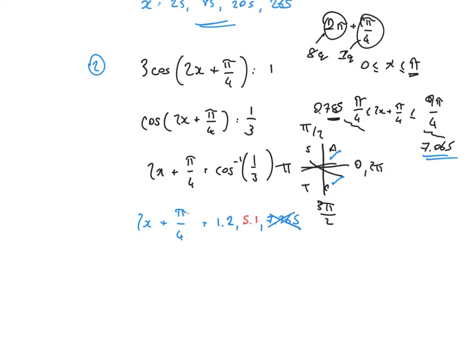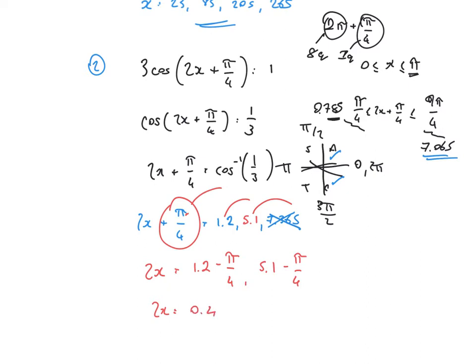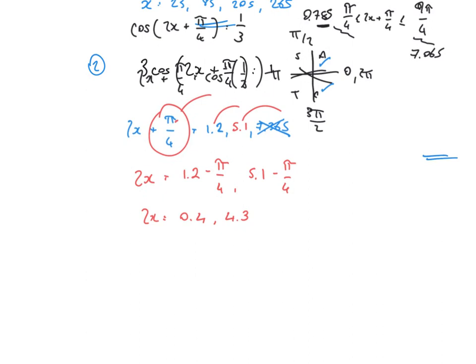Okay, so my next move then is to take the pi over 4 across and take it away from the 1.2 and take it away from the 5.1. So it's going to be 1.2 minus pi over 4 in the calculator, and 5.1 minus pi over 4 in the calculator, and that will give us about 0.4 here, and about 4.3 here. My next move then is to divide both these results by 2, and that will be 0.2 and, to 1 decimal place, 2.2 final answer.